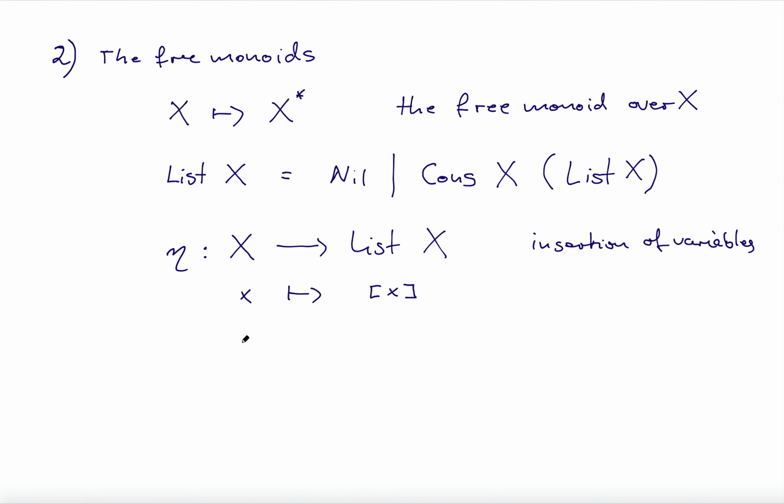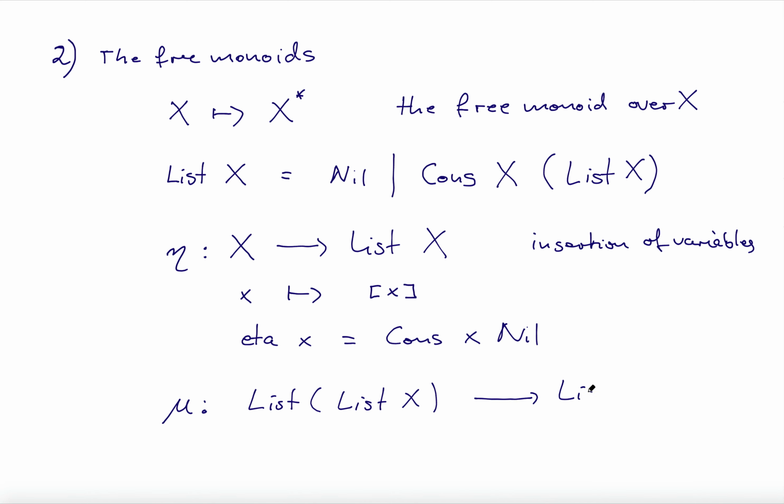If we write the same operation more in Haskell style, in programming style, then I would define it as eta X is the list that just contains X, so it's cons X nil. That would be writing down the same definition in pseudo Haskell. Okay, and then there's another operation which is called mu, and it takes a list of lists and turns it into a list. It's also sometimes called flattening.